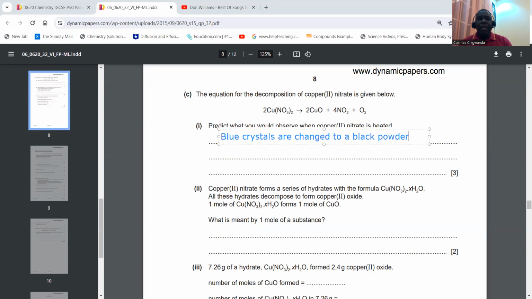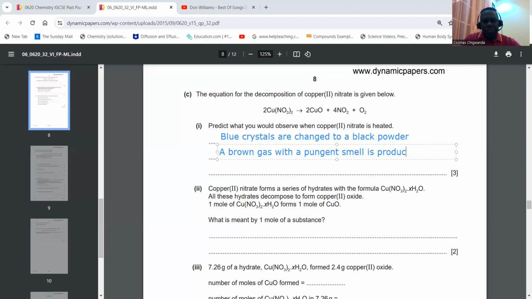That's observation number 1. But you also find out that there is nitrogen dioxide which is produced. Of course, oxygen, I can't tell that is oxygen until I perform the test. But nitrogen dioxide, I can tell that. Why? Because nitrogen dioxide is a brown gas. So we could also say a brown gas with a pungent smell is produced. So you have two things here that are produced.